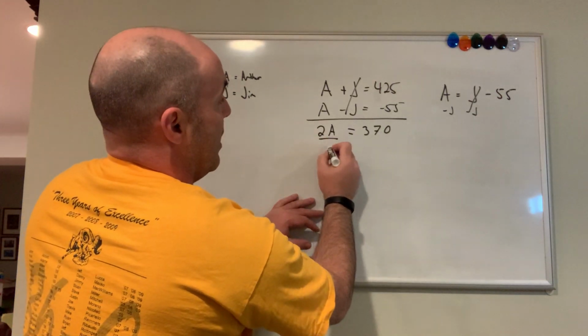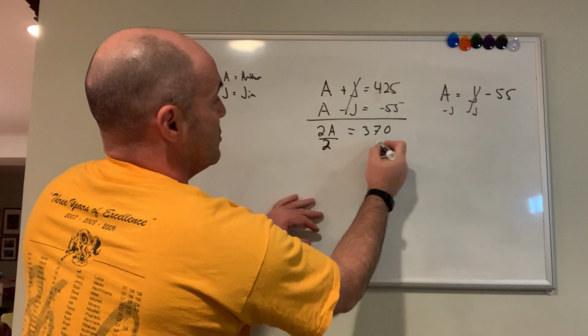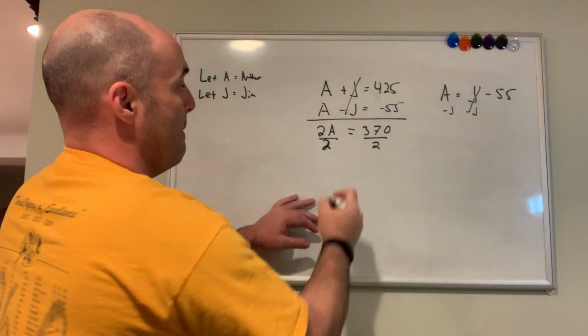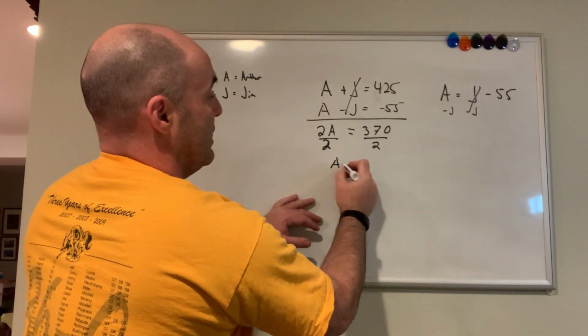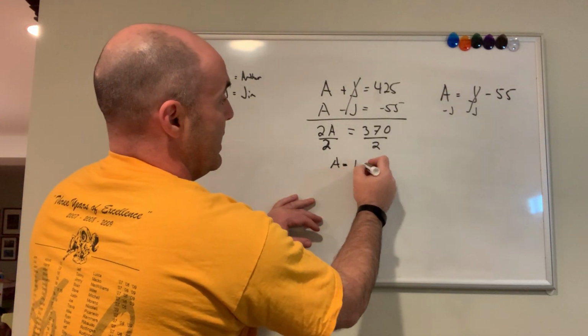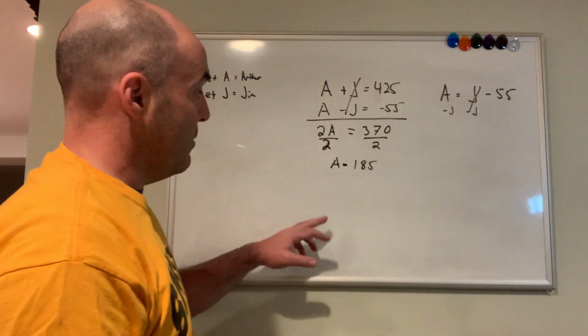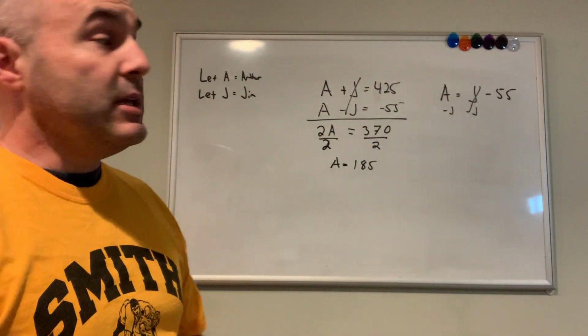Now, we'll solve for A. So we'll divide both sides by 2. And A is going to be 185.